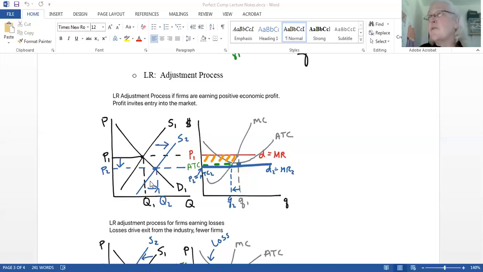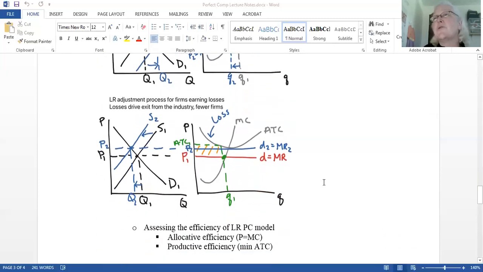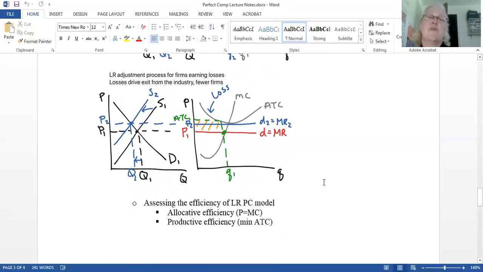All right, so let's go and say, well, does this work the other way? If I had a perfectly competitive market that was earning losses, does this same story work in reverse? And the answer is yes. So let's take a look at this.